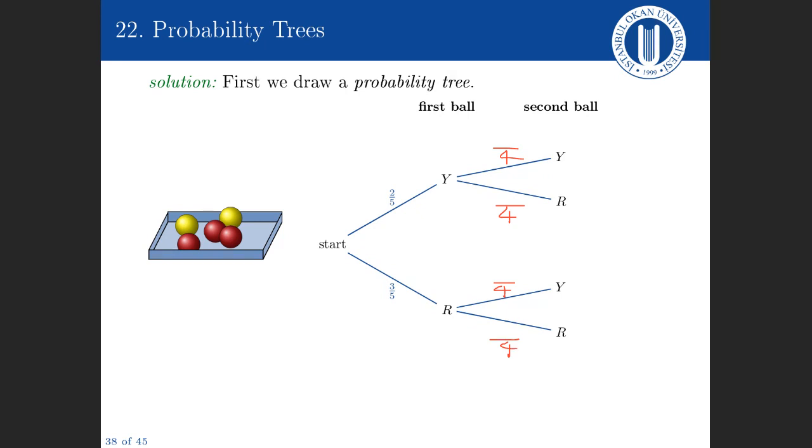First, if the first ball we take out is yellow, then there's 1 yellow ball remaining and there's 3 red balls remaining. So the probability that the second ball is yellow must be 1 over 4, and the probability that the second ball is red must be 3 over 4. Next, if the first ball that we choose is red, then we're left with 2 yellows and 2 reds. The probability that the second ball is yellow must then be 2 over 4, and the probability that the second ball is red must also be 2 over 4.